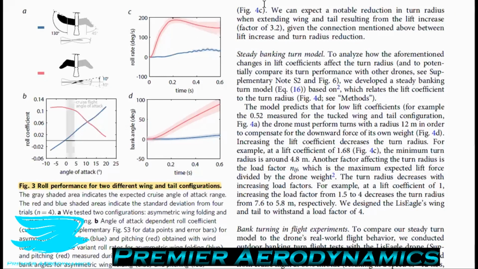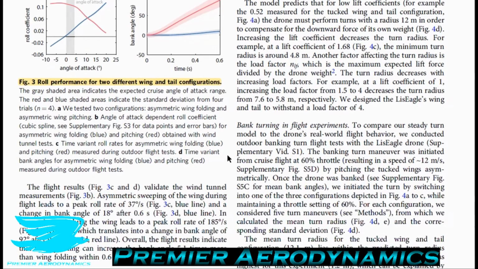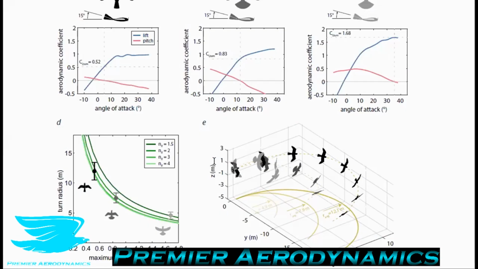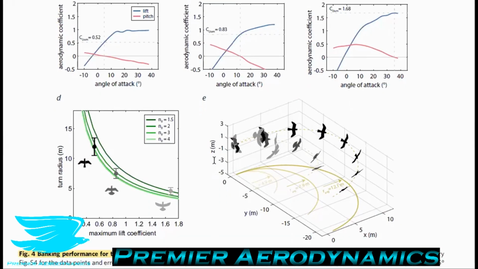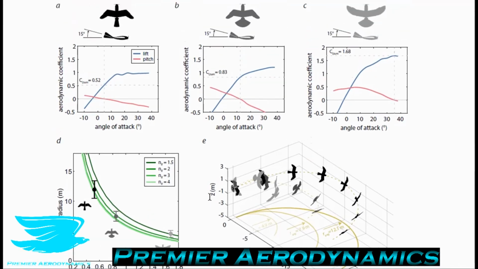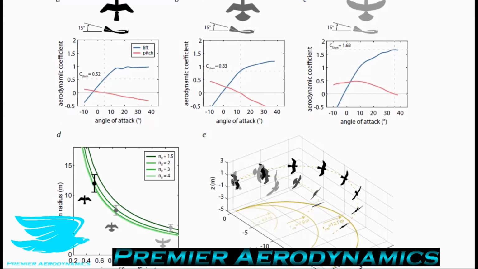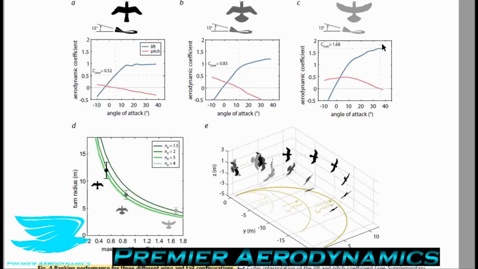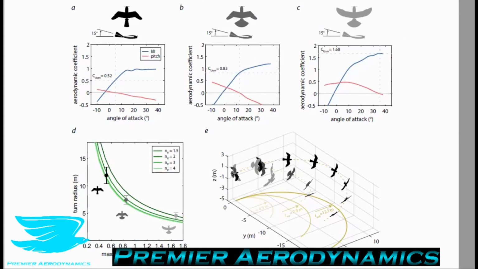Okay, so let's move on from here. Let's talk about the banking phase now. We talked about the rolling phase, which is when we are trying to initiate the banking, the prelude to it. So Figure 4 is just the banking performance for 3 different wing and tail configurations. Let's talk about each one of these now. I'll zoom out a little bit so you can see the legend and the axes.